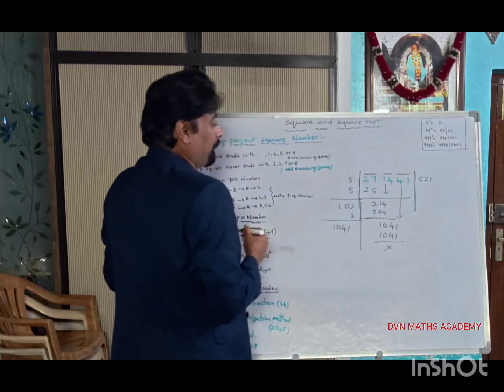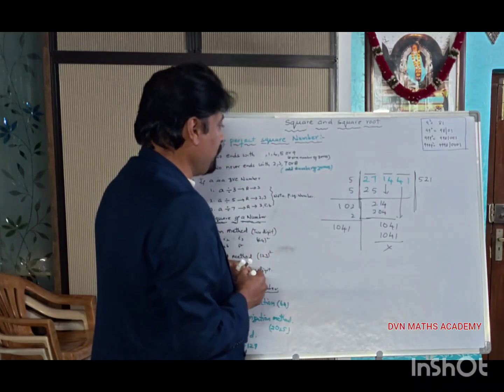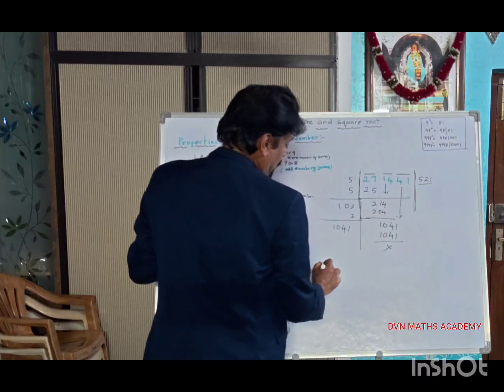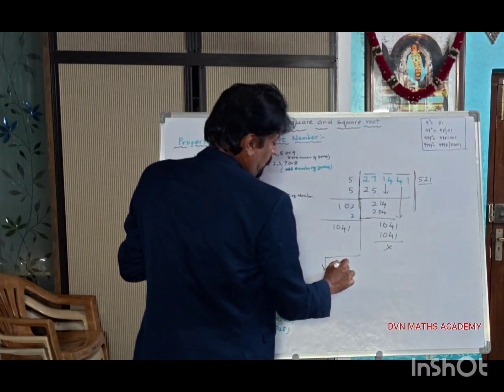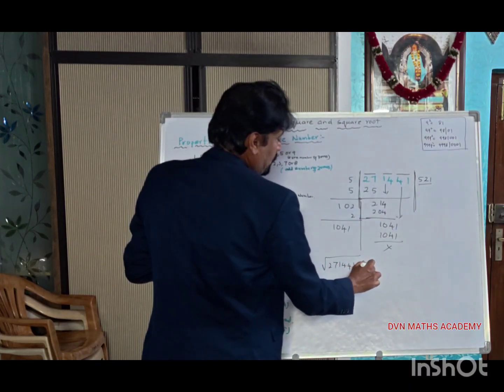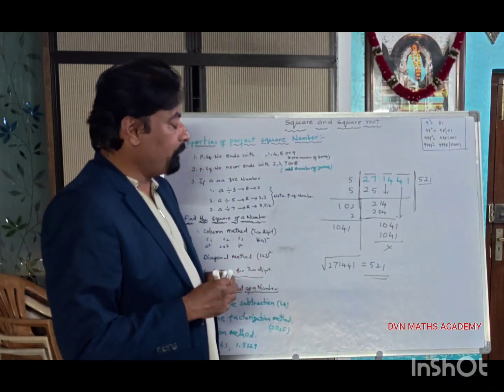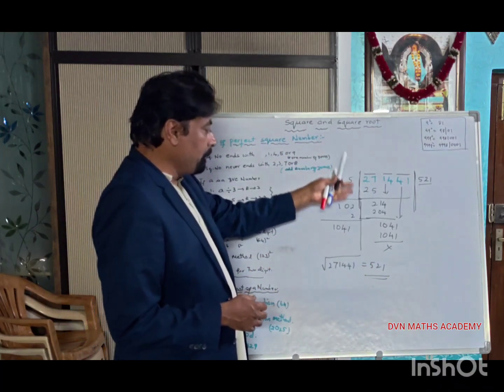So this is also a perfect square. I thought it is not a perfect square, but 521 you got here. So the square root of 271441 is equal to 521. So like this we can find the square root of a number by the division method.